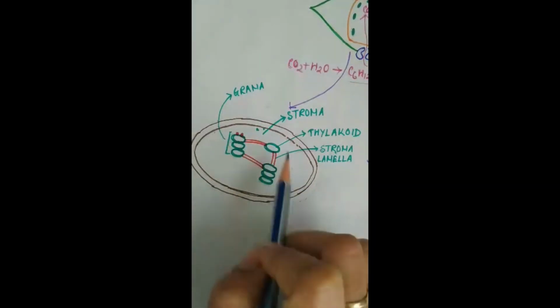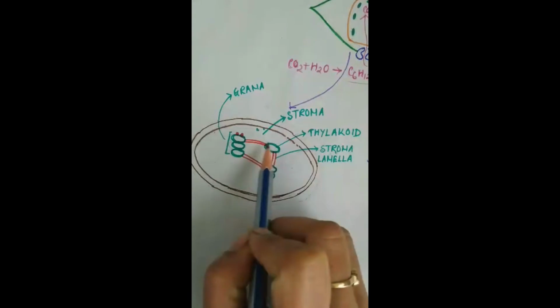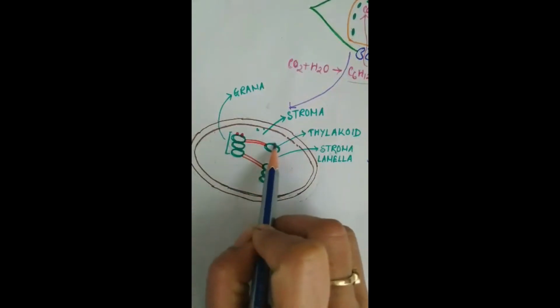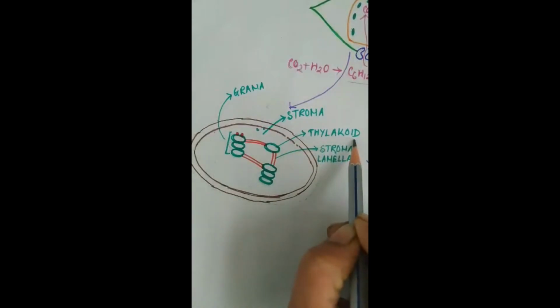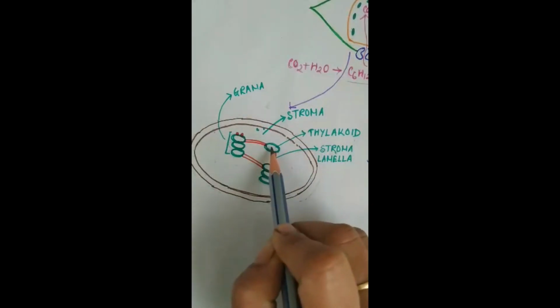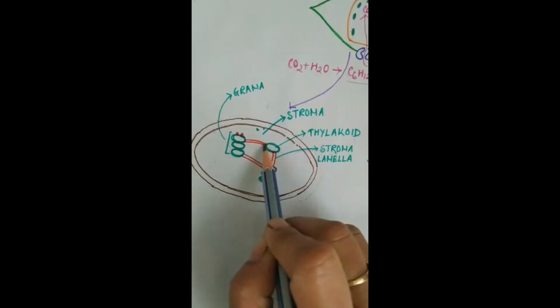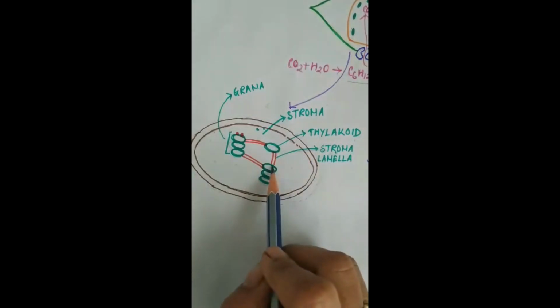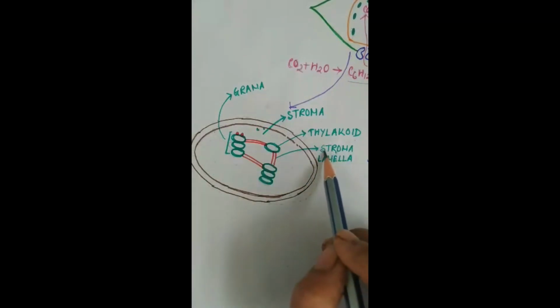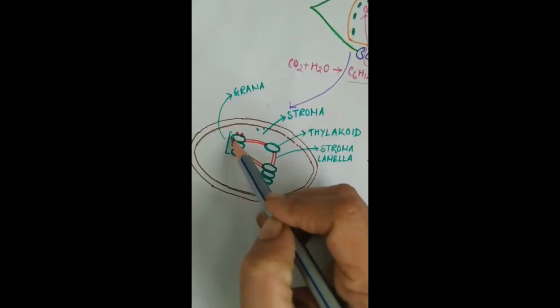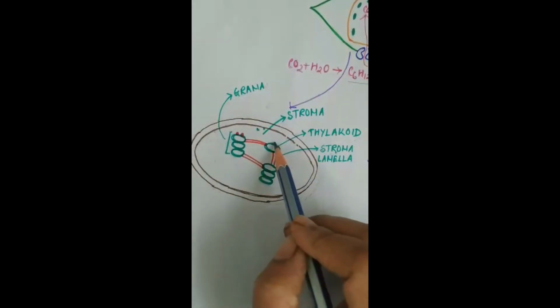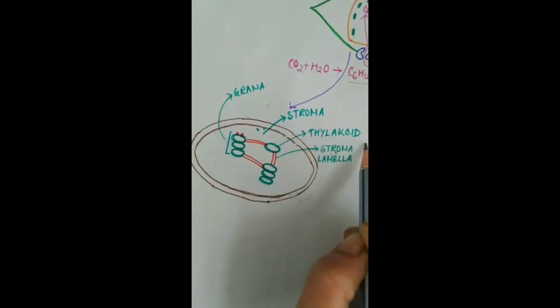And within the stroma, there are some flattened disc-like, sac-like structures. Look, these are the sac-like structures. These sac-like structures are known as thylakoids. In some places they are arranged singly, and in some places they are arranged one upon another. When they are arranged one upon another, these stacks are known as grana. But when they are arranged singly, they are known as thylakoid.